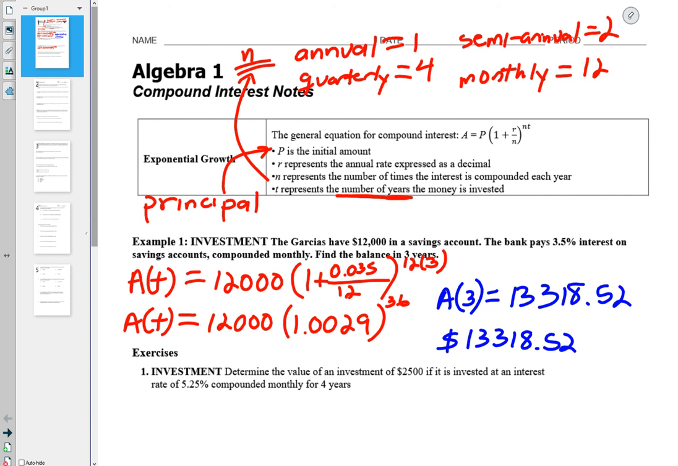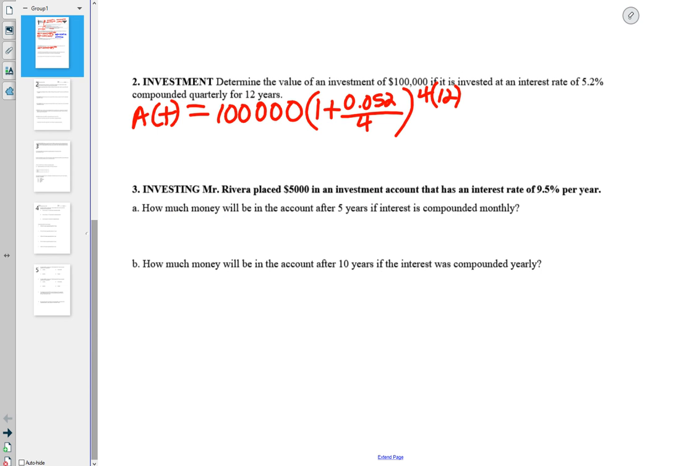What's another word for the original amount? So you can go home and tell your parents you learned something. What's another word in money for the original amount invested? Principal. So the amount after some time is equal to 100,000 times 0.052 divided by 4. That's a nice one, not too bad of a decimal. 1.013 to the power of 48. 4 times 12 is 48.